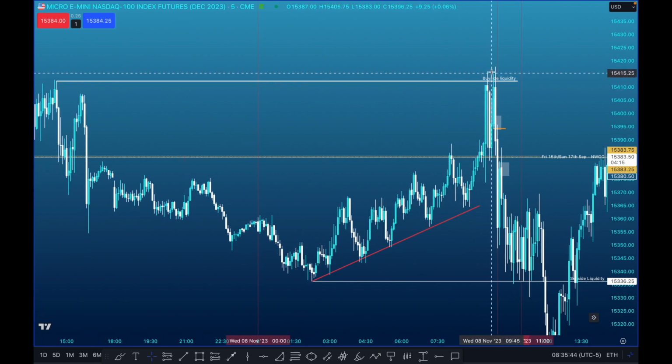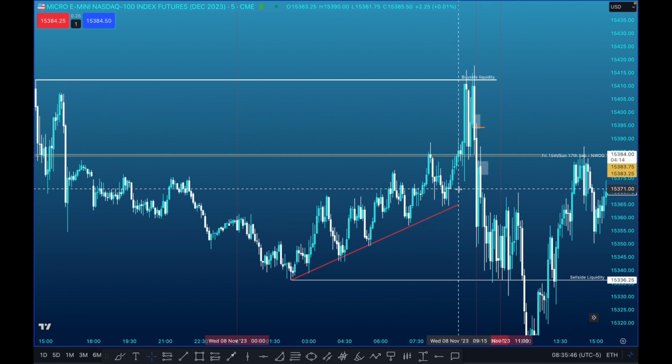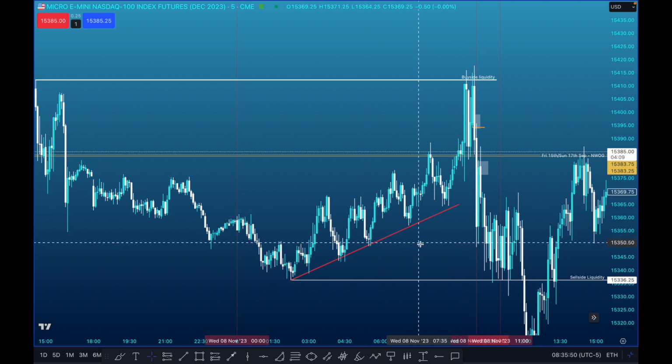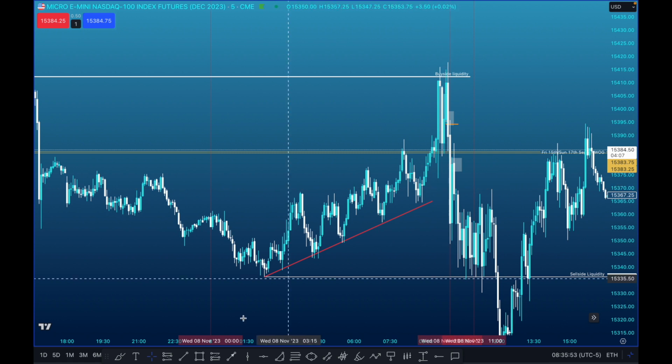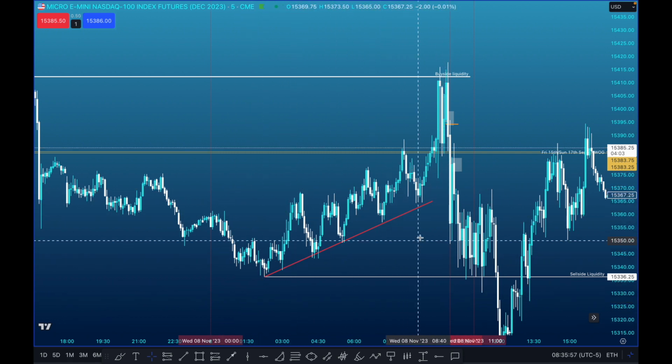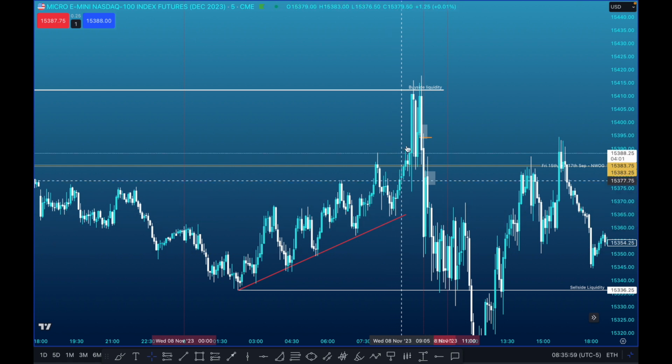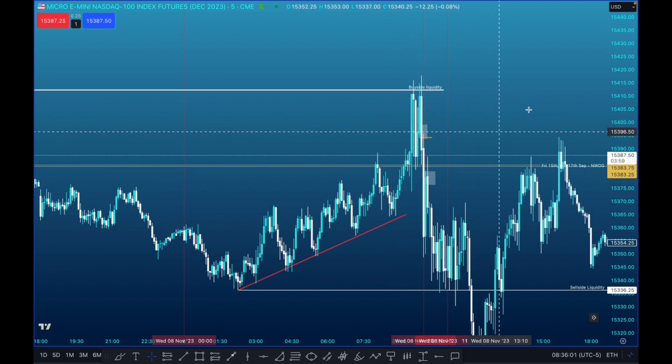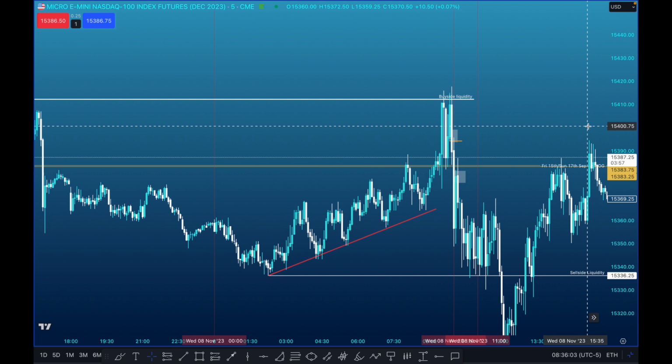So, simple runs above highs with displacement. That's ICT's 2022 model. I'm incorporating my own logic with the trend line. I like to see that trend line, which makes it higher probability, and then a dump below that. I hope that was insightful.